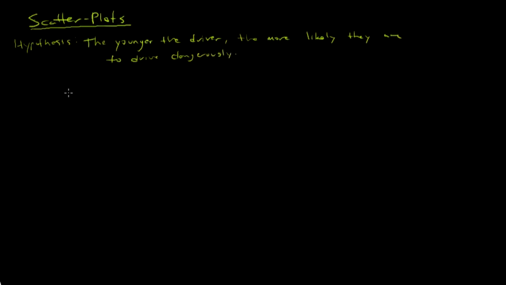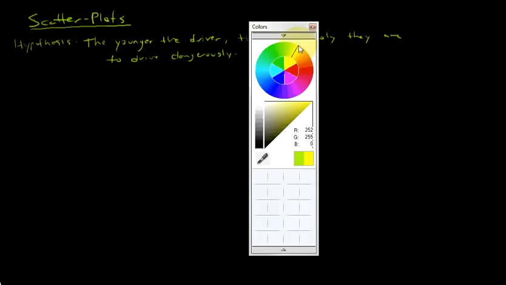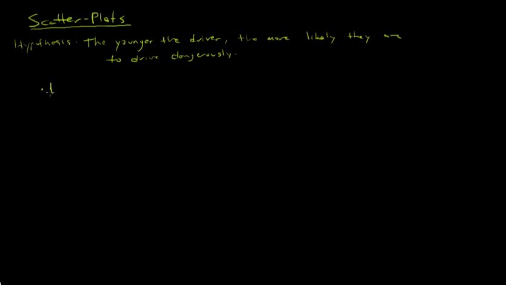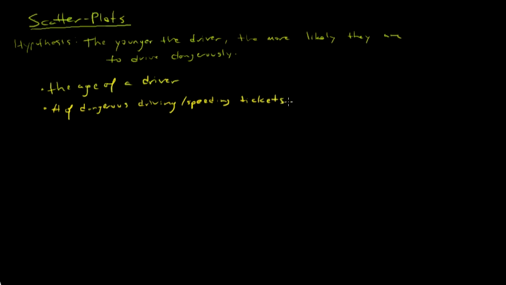So if I look at this, I have two variables. First of all, I have the age of a driver, and then I have the likelihood that they'll drive dangerously. Well, I'm not really sure how to measure the likelihood. So what I could actually do is say, how about the number of dangerous driving or speeding tickets. Now, it may well be that someone is very likely to drive dangerously but just happens to not get tickets, or that someone else is not that dangerous but they happen to have gotten caught.